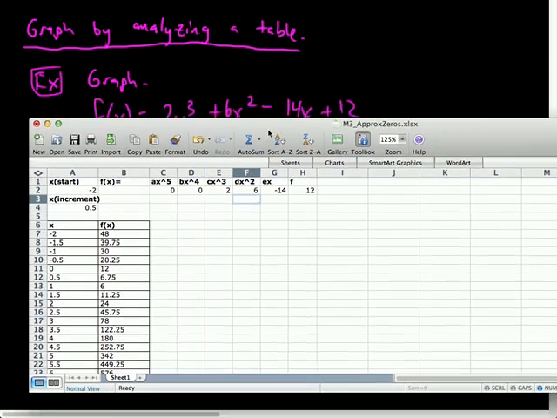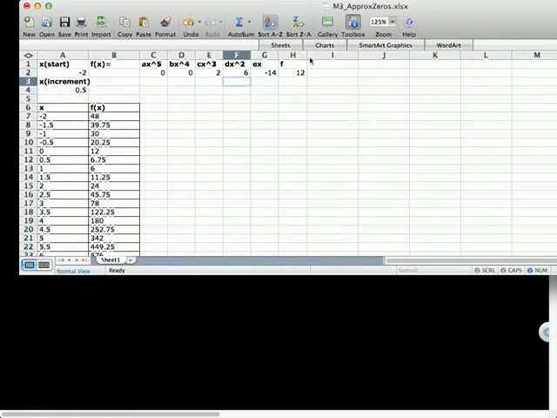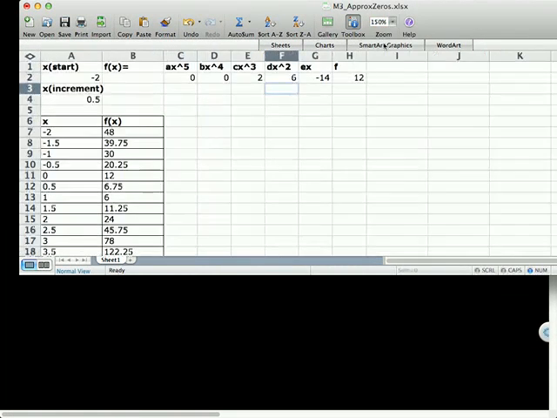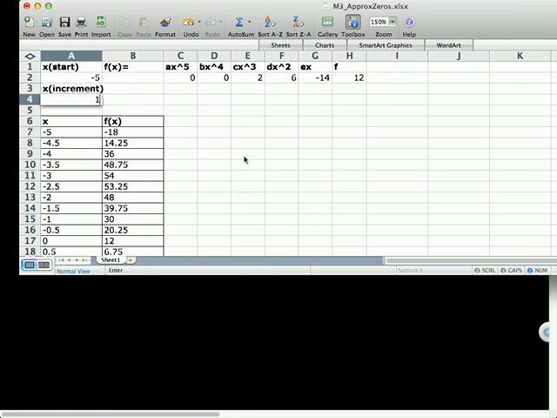So I've basically plugged that function into Excel, and I'm using Excel to generate my table for me. I've got a couple other controls on this, where I have my x start. Notice if I change this to -5, my table will start counting at -5. And then x increment, I can have it count by ones, I can have it count by halves, I can have it count by anything I want. So here it is counting by ones.